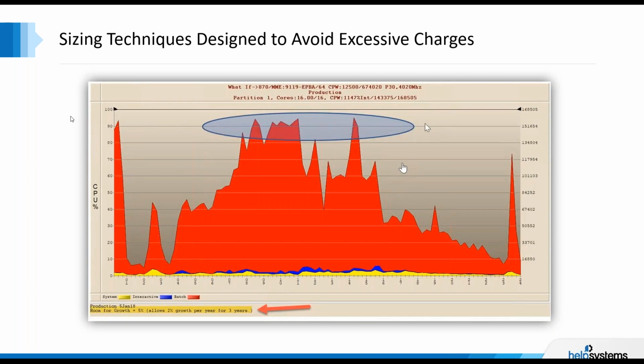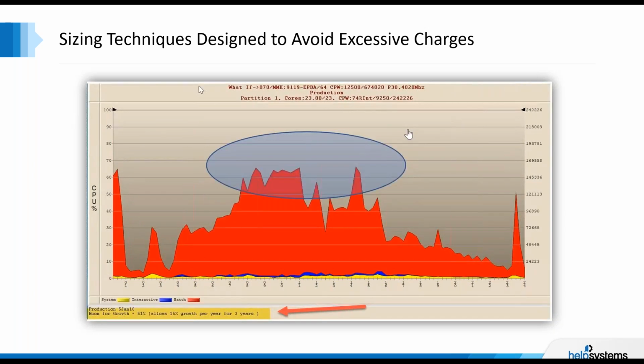So if you go to the next slide there, Ash, you can see that here we said, let's go to 23 instead of 16. And at the bottom here, you'll notice now the room for growth is 51%, which equals 15% a year for 3 years. Now, if you're doing an on-prem solution, this probably makes sense because you buy it and you want to have some room to grow in the future, right?